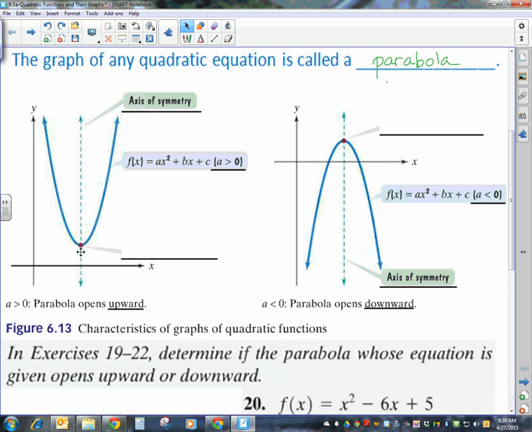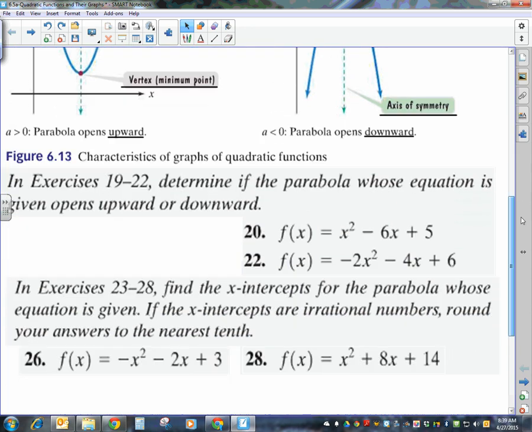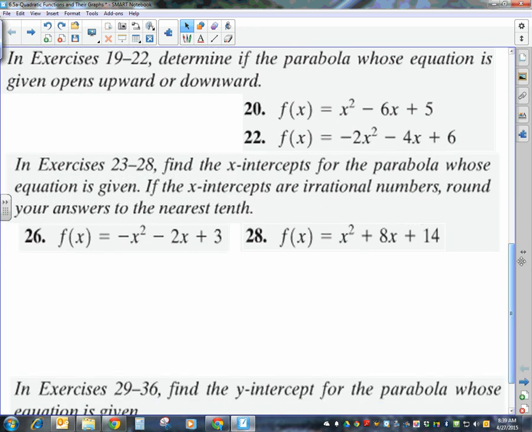Okay. The other part that's really important is this vertex point. If your parabola opens up, the vertex is a minimum. If the parabola opens down, then your vertex is a maximum, and that's going to be really important on the next lesson. But all we're going to work on today is actually calculating and answering questions about the characteristics of parabolas. So first off, determine if the parabola whose equation is given opens upward or downward.